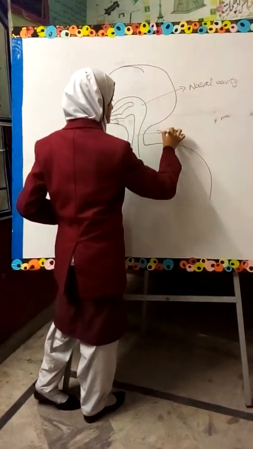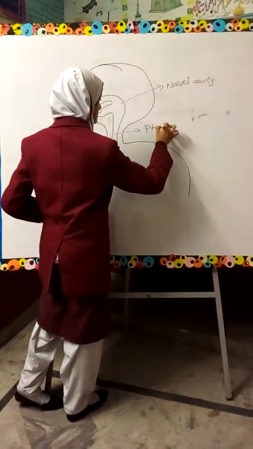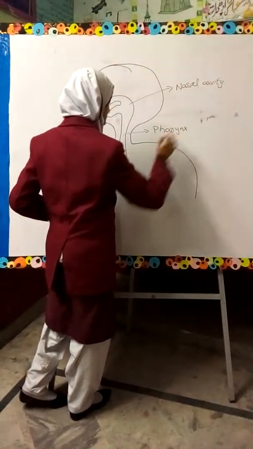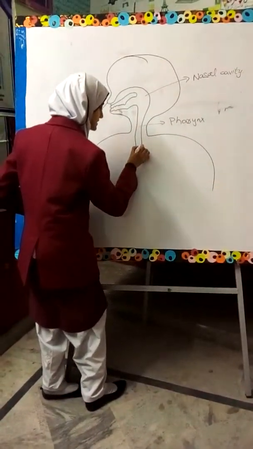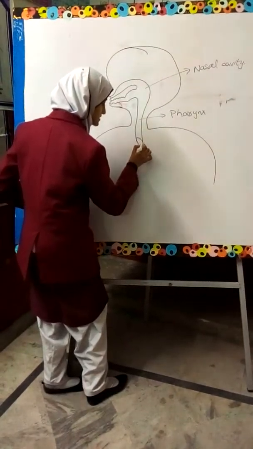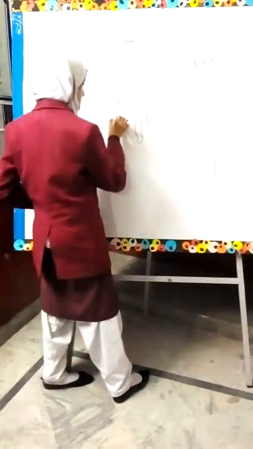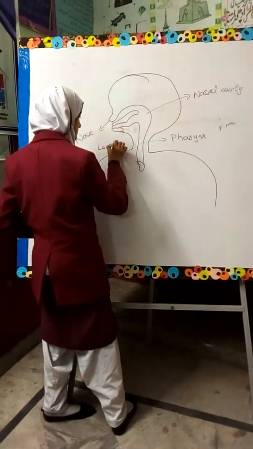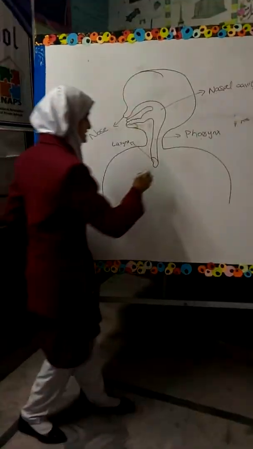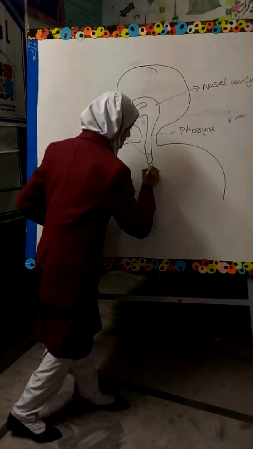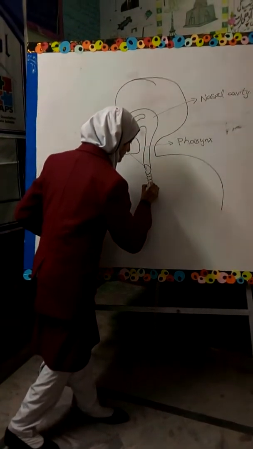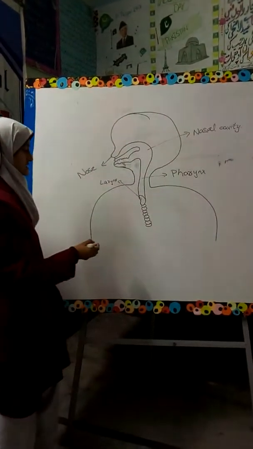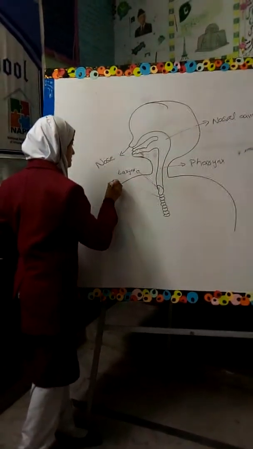This is our pharynx, and here there is a tiny structure like this. It is our larynx, and then there are some rings which join each other, and this is our trachea.